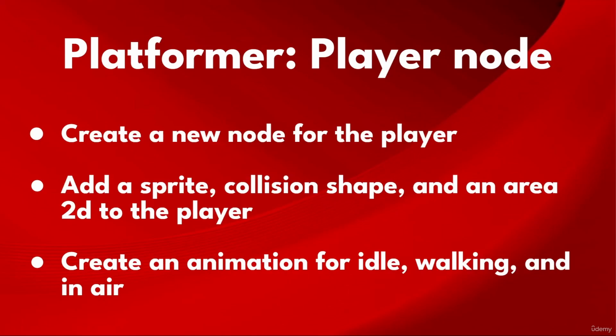All right, in this section, we're going to go ahead and create the player node. We're going to start off creating a new node for the player. We're then going to add a sprite, collision shape, and an area 2D for the player. We're also going to create a couple animations, such as idle, walking, and in air. Now let's go ahead and jump right in.